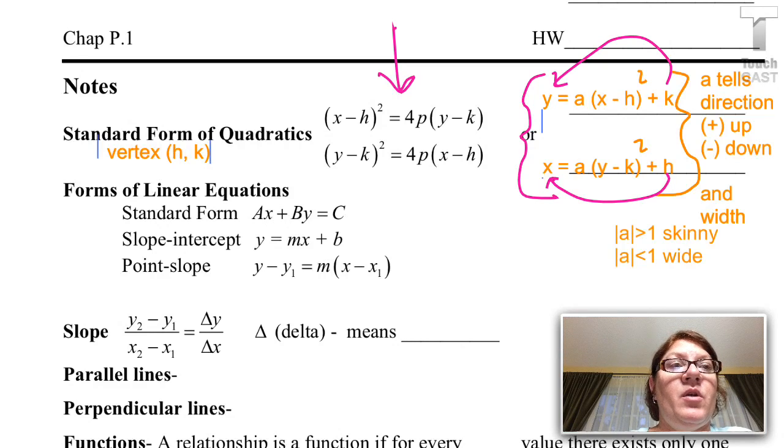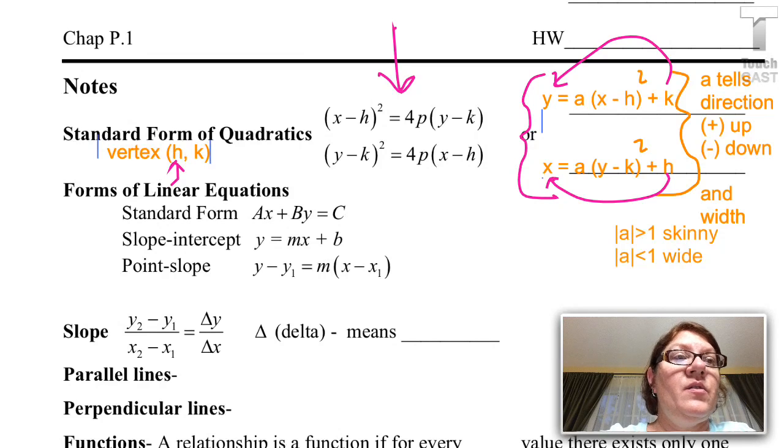I usually just remember keep them in alphabetical order. X and y come first, or x comes first and then y, and h comes first and then k in alphabetical order. So remembering back, hk is your vertex, and a, so this number out in front, tells you a couple of things. Number one, if it's opening up or down. So if a is positive, it's opening up, and if a is negative, it's opening down. And then it also tells you the width.